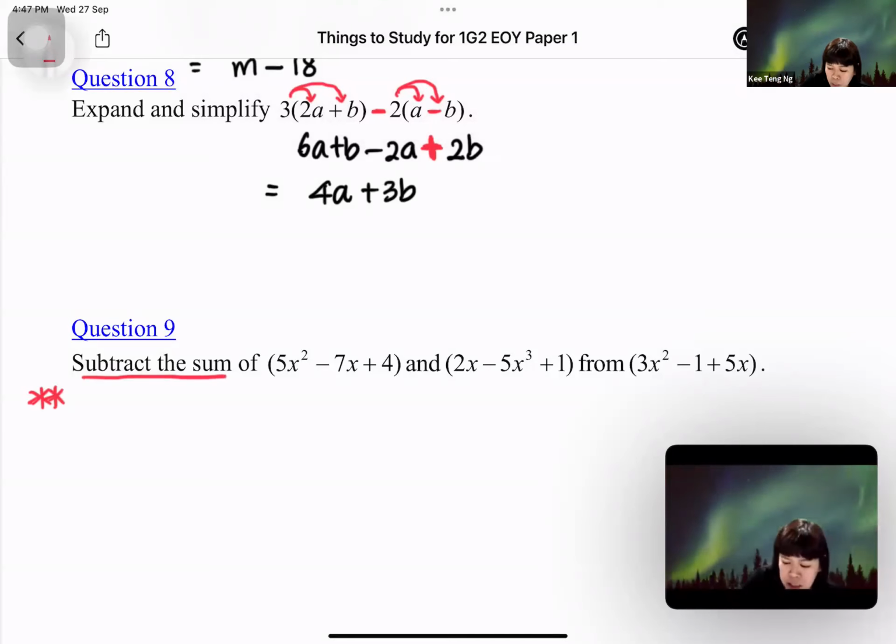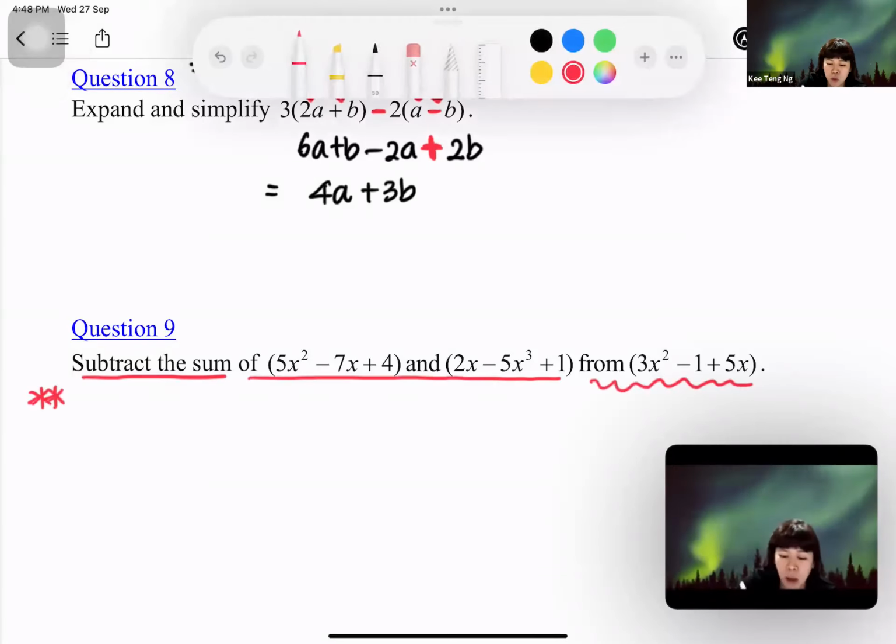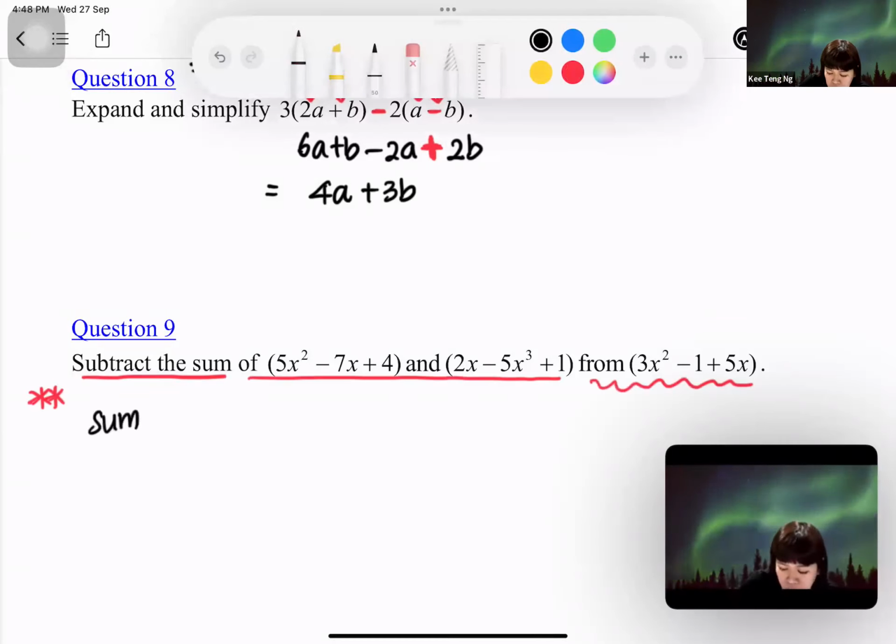Subtract the sum of this and this. So first, I need to find this sum, right? From something. Okay, let's do it part by part. Let us find the sum first.